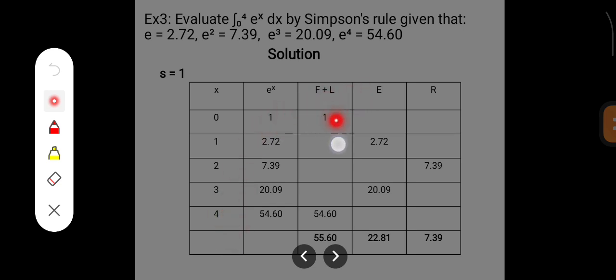Now for our first and last ordinate, our first ordinate is 1, the last ordinate is this, right? 54.60. When we add that together, we have 55.60. Now for the even ordinate, this is our first ordinate, right? So the second one is an even ordinate, the third one is an odd ordinate, the fourth one is an even ordinate. So when we add what we have under this column, we have 22.81. Then for the odd ordinate, we have just 7.39.